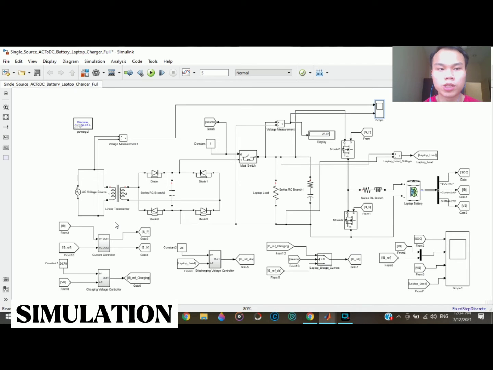Today I'm going to do a presentation on a single source AC to DC converter for the laptop battery adapter for the group project Power Electronic BEV30203.